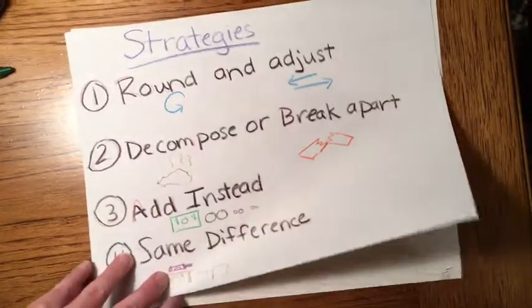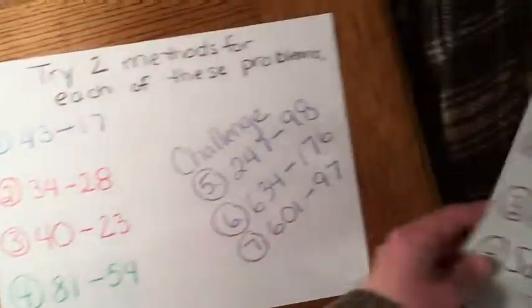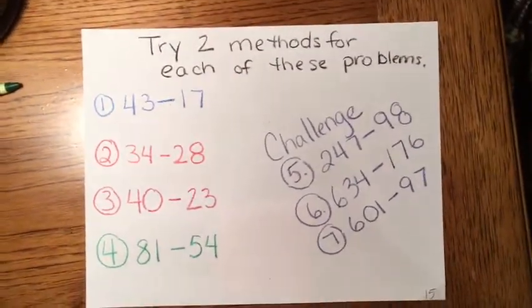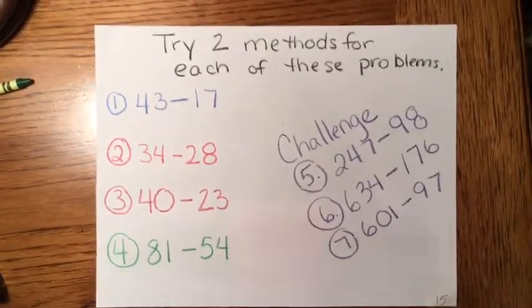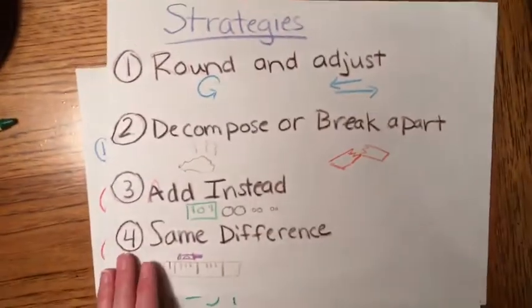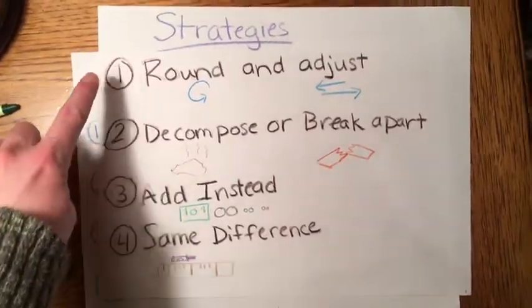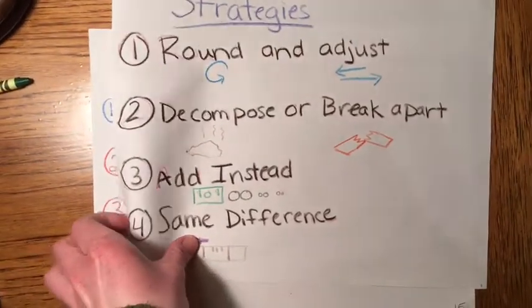So here's your challenge, those who are watching. Let's take a look at these problems. I want you to try 2 methods for each of the problems 1 through 4. I want you to try 2 of the methods that we learned in the video. Please don't use the traditional method. Try 2 of these, either the round and adjust, decompose, add instead, or the same difference.